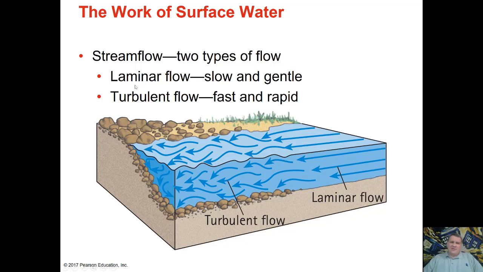There is laminar flow. This is slow and gentle with all of the water moving in the same direction. And then there is turbulent flow. This is fast and rapid and tends to have a swirling, churning motion to it. If you've ever gone river rafting, the rapids usually have turbulent flow, and then the calm regions usually have laminar flow.